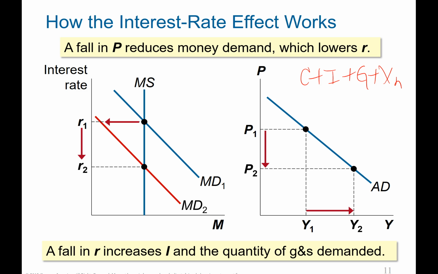So that decrease in R is going to increase investment, right? So the increase in investment and the quantity of goods and services demanded is also going to increase. So the price change, remember, a change in price only leads to a new point along the demand curve. It does not shift the demand curve. It simply takes us to a new point on the demand curve.